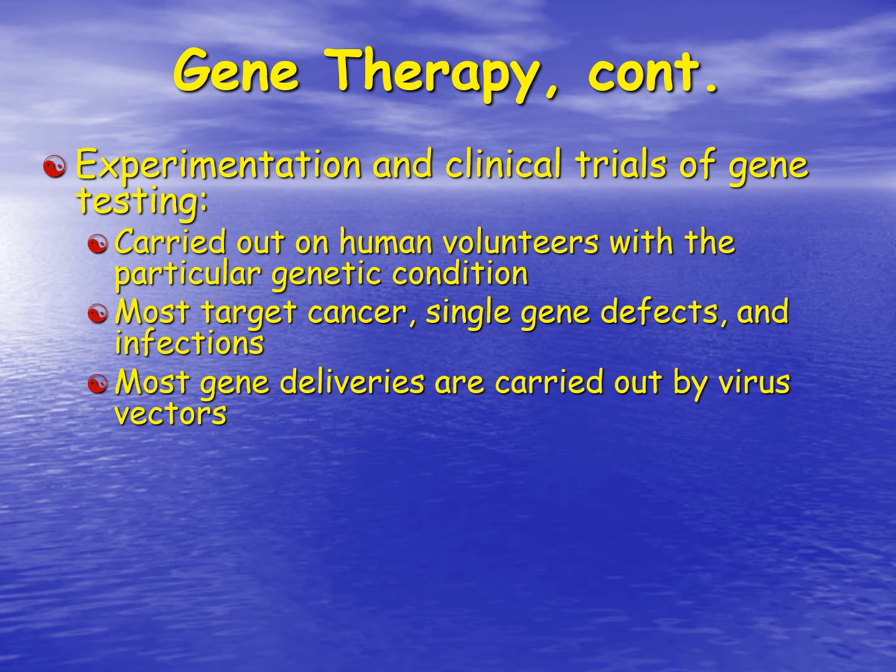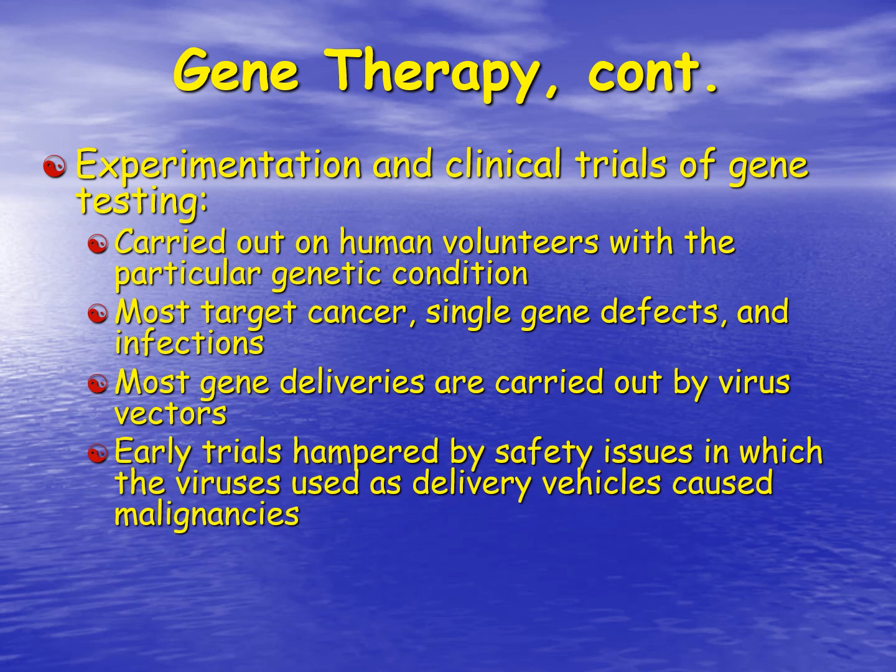Most genes, again, are carried by virus vectors, and primarily we still use HIV and adenoviruses as our primary virus vectors in gene therapy. Early trials were actually hampered by safety issues in which the viruses that were used as delivery vehicles actually caused malignancies. And part of the reason for that is early on, we just inserted the gene of interest into the viral genome and allowed it to infect the cell. So part of the viral genome was still present.